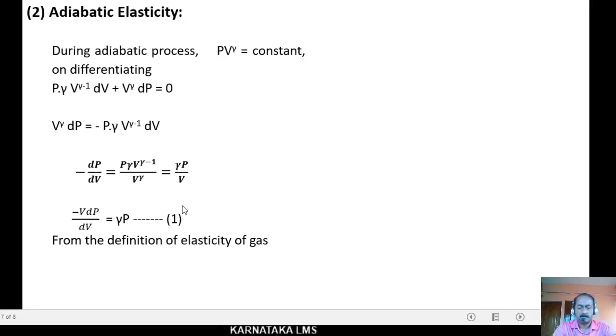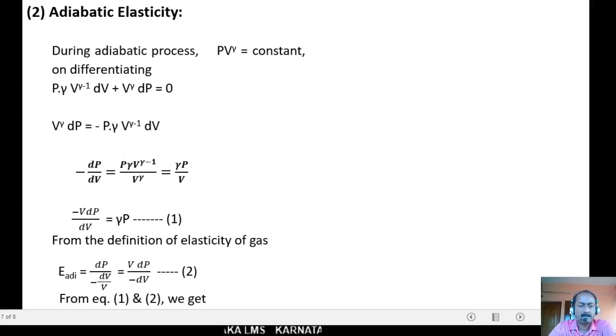We know that according to the definition of elasticity of gas, E adiabatic, that means adiabatic elasticity, is equal to dP divided by minus dV by V. Small change in pressure to the change in volume to the total volume. This is the definition of elasticity of gas. On further simplification, we get V into dP divided by minus dV. Let it be equation 2.